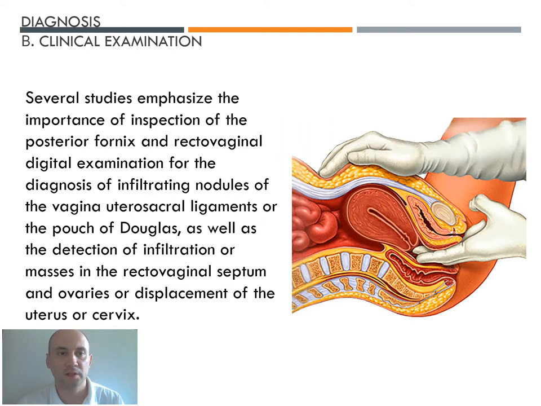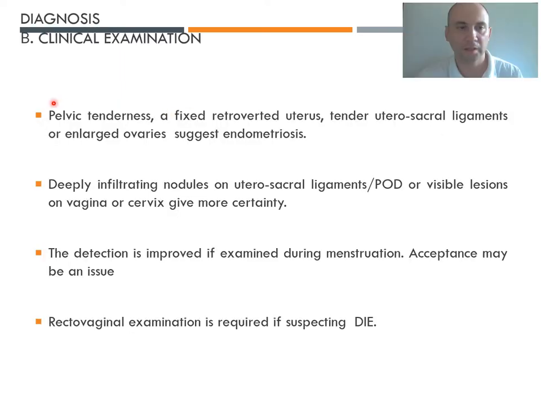Several studies emphasize the importance of inspection of the posterior fornix and rectovaginal digital examination for the diagnosis of infiltrating nodules of the vagina, uterosacral ligaments or the pouch of Douglas, as well as the detection of infiltration or masses in the rectovaginal septum and ovaries or displacement of the uterus or the cervix. Pelvic tenderness, a fixed retroverted uterus, tender uterosacral ligaments, or enlarged ovaries suggest endometriosis. Deeply infiltrated nodules on the uterosacral ligaments, pouch of Douglas or visible lesions on the vagina or cervix give more certainty.